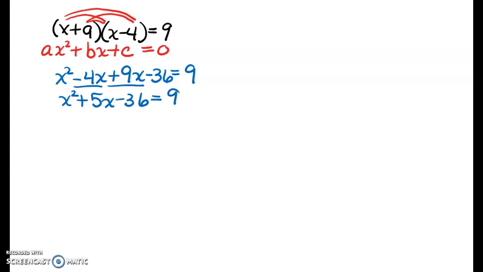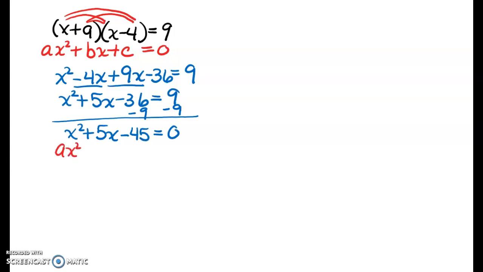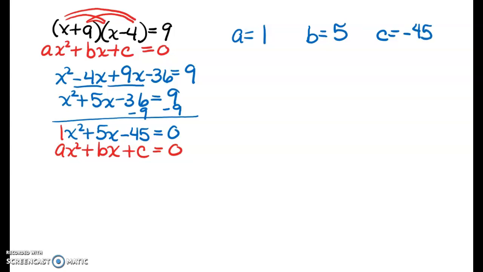And then I'm going to go ahead and subtract 9 from both sides of this equation, and I get x squared plus 5x minus 45 equals 0. And that looks a lot better. It looks like we are in the correct form this time. So now I'm going to go find my a, my b, and my c value. A is going to be 1. It is missing, right? When it's missing, it's 1. B is going to be 5, and C is going to be negative 45.